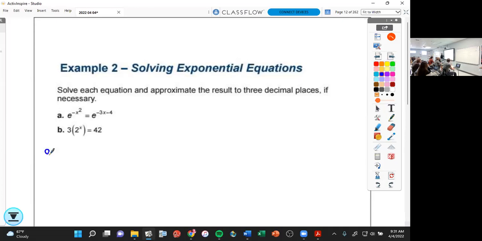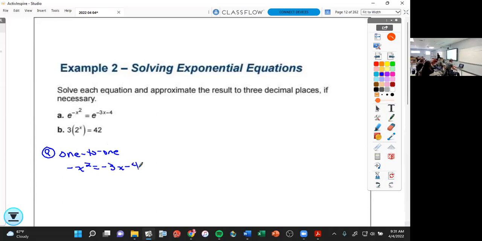Okay. So for part A, this is one-to-one. I'm going to say that negative x squared equals negative 3x minus 4. What kind of an equation is that? A quadratic. How do I solve a quadratic? Quadratic formula, factoring, all these different tools we've got, right? First step is to write it in general form though, right? Adding x squared to both sides, I get 0 equals x squared minus 3x minus 4.